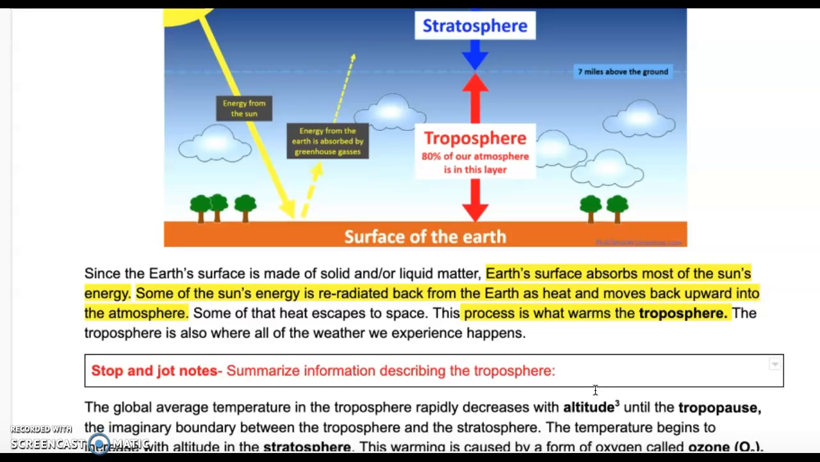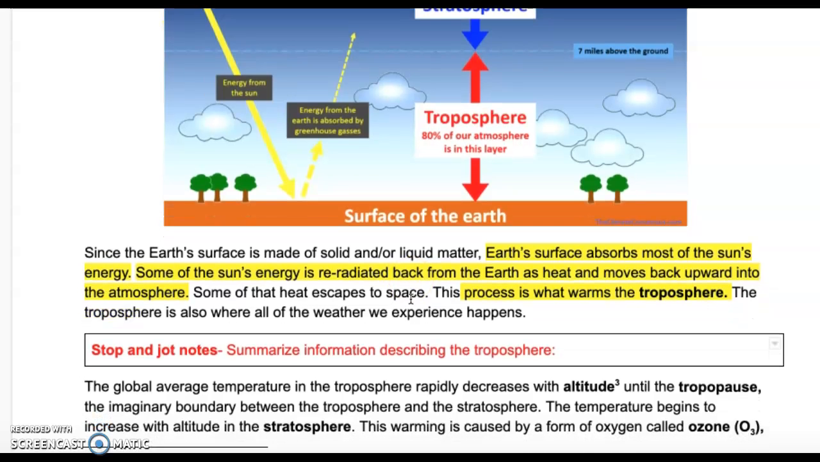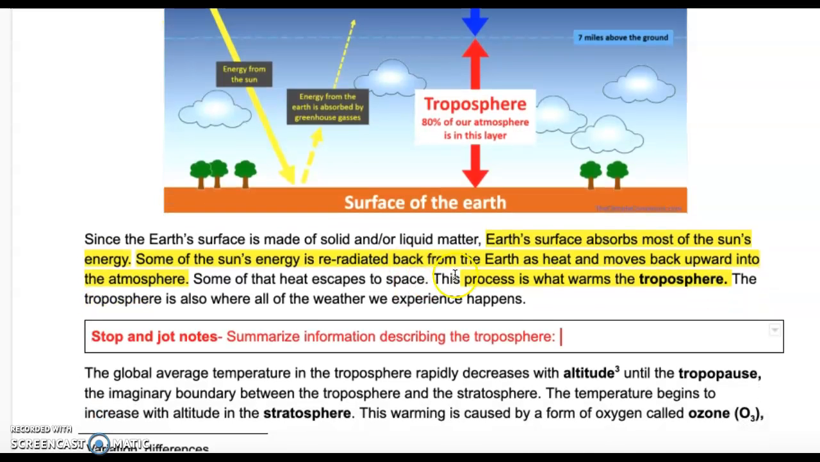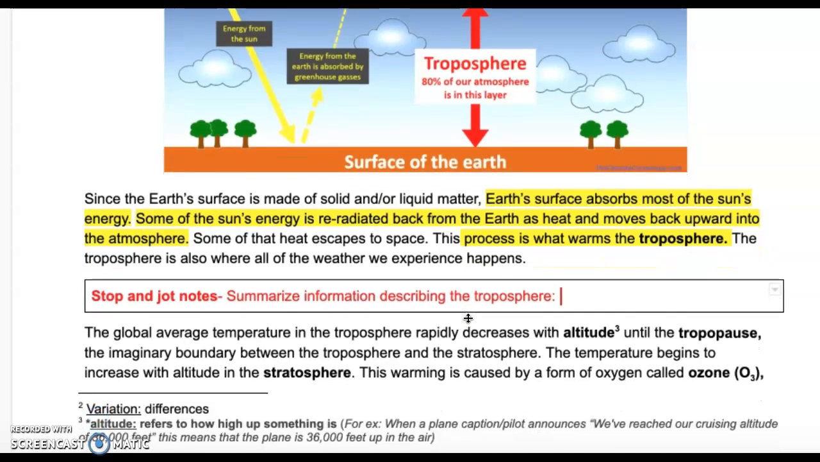So now you're going to write your one-sentence summary describing what they say about the troposphere and how it maintains its temperature. Once again, you can pause this as you write your summary and then press play when you're ready to move on.